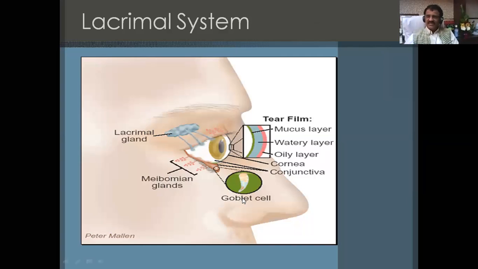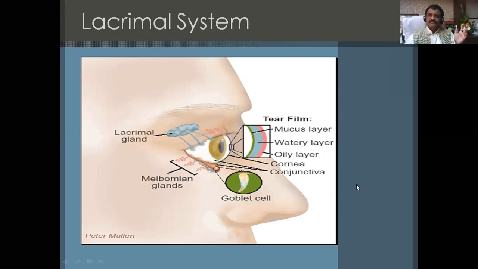They have goblet cells, and this fluid is drained, and it is a combination, and that combination is called a tear film. One layer, the innermost, is a mucus layer, the middle one is a watery layer, and the outer layer is an oily layer. Okay, the oily layer is secreted by the meibomian glands, and they all circulate in the conjunctival sac. So this is the lacrimal system.